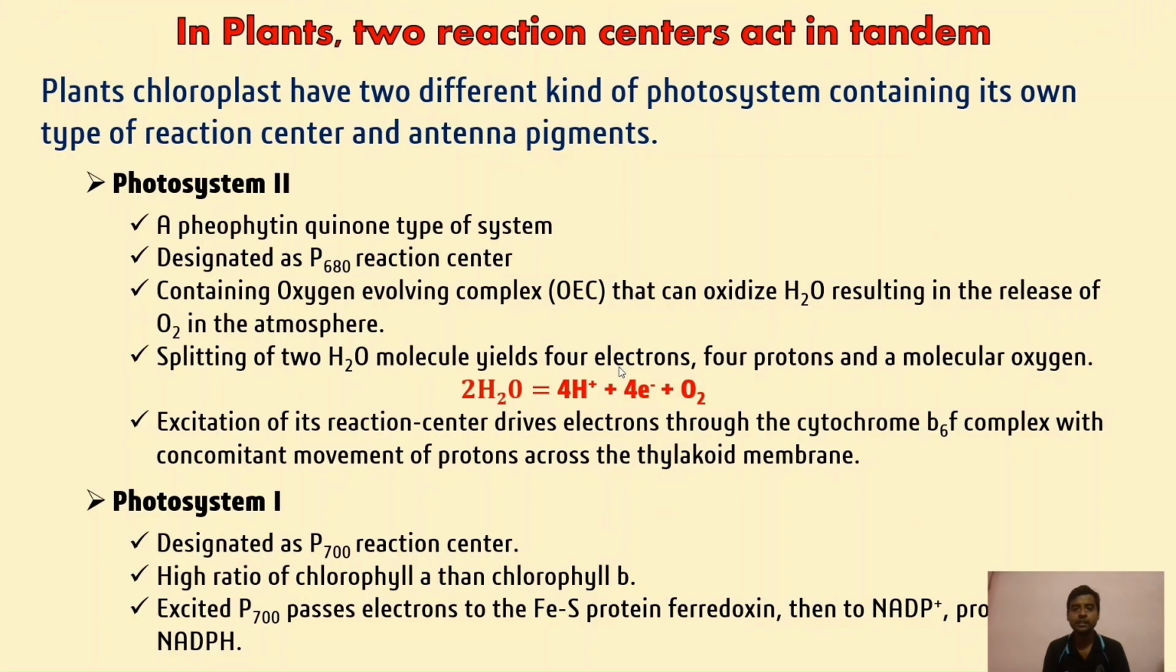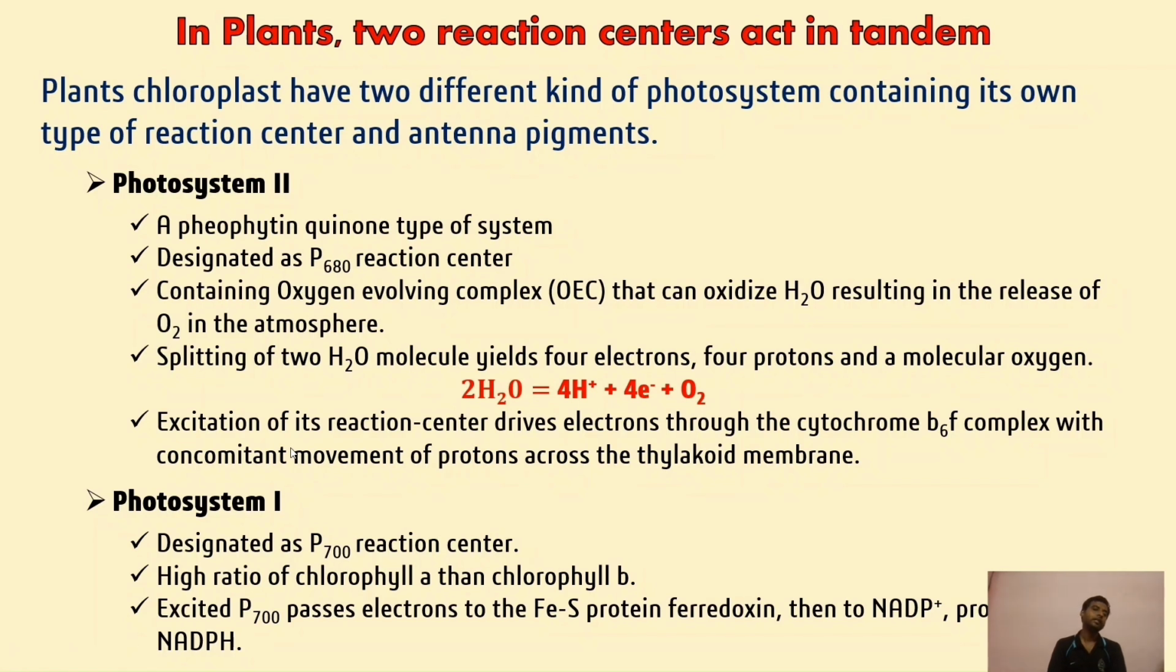In plants, two reaction centers work in tandem. First of all, number one is Photosystem II, which is a pheophytin-quinone type of system designated as P680. The oxygen evolving complex is attached to this system, where splitting of the H2O molecule occurs. Excitation of its reaction center drives electrons through the cytochrome b6f complex with concomitant movement of protons across the thylakoid membrane. And number two is Photosystem I, which is designated as the P700 reaction center.